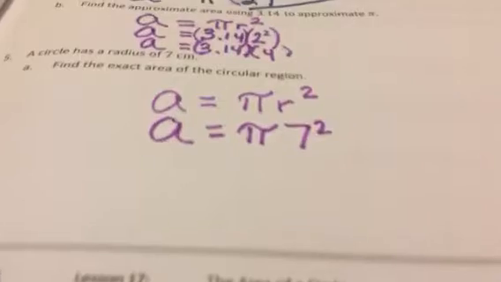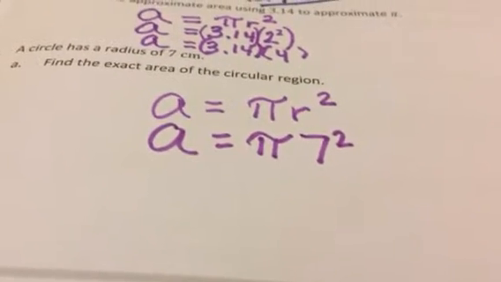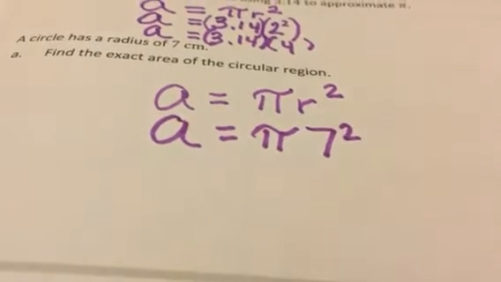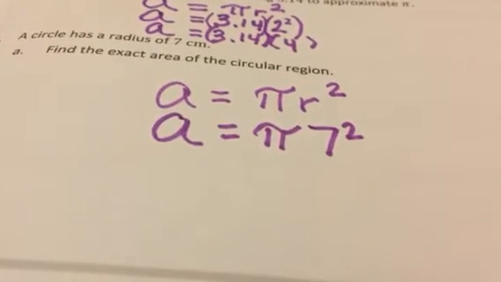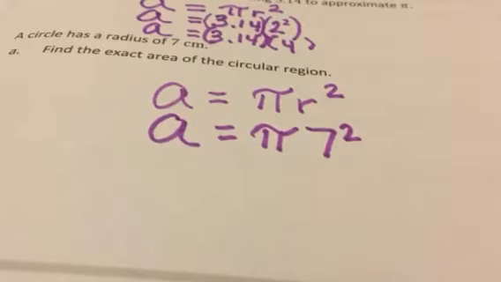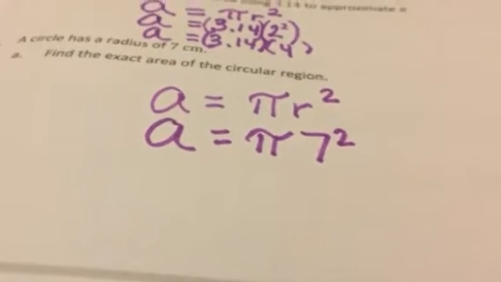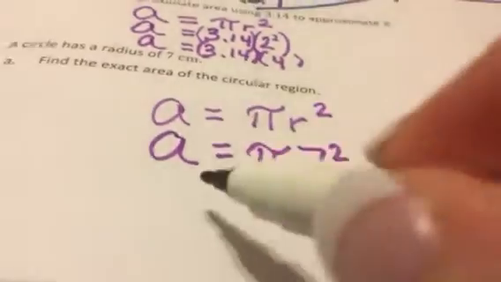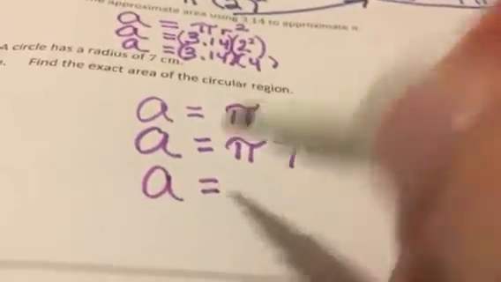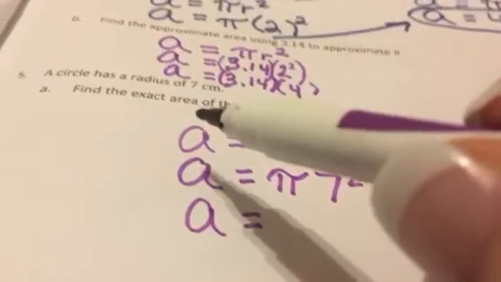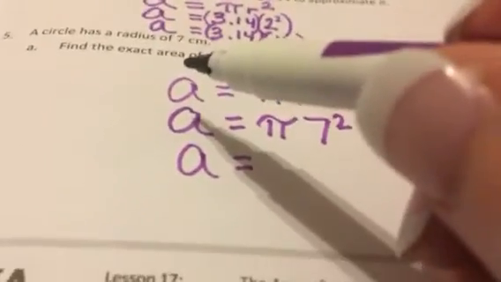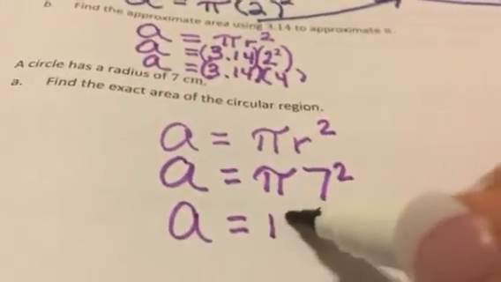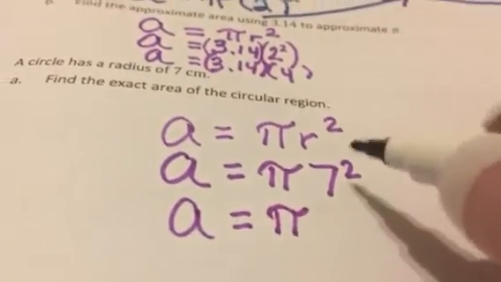Now, they didn't tell us anything about using 3.14. They didn't say anything about using 22 over 7. They said find the exact area. That means, sometimes they'll word it, leave it in terms of pi. So let's go to the next row. A equals, they said the exact area. So they don't want you to approximate with 3.14 or 22 over 7. Those are approximations. So you're going to leave the pi symbol.